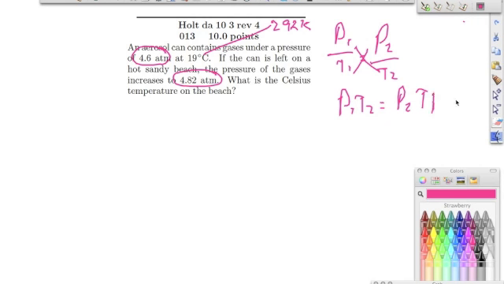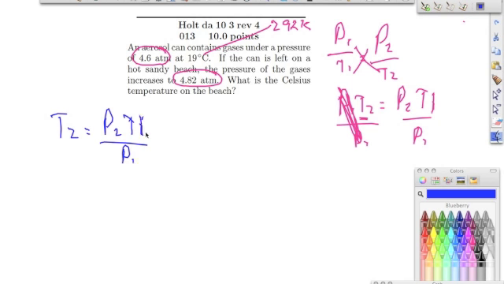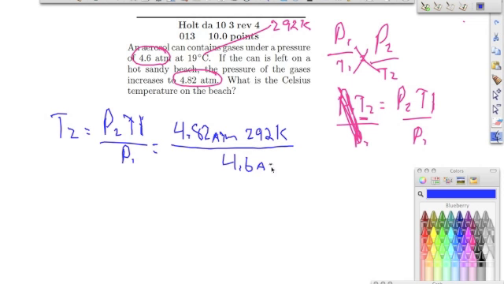Okay, and we're solving for our secondary temperature, so we'll divide both sides by P1, to solve for secondary temperature. Now written out, we have T2 equals P2 T1 all over P1. So when we're working it out, plug everything in. Our secondary pressure, which is 4.82 atmospheres, times our initial temperature, which is 292 Kelvin, all divided by our initial pressure, which is 4.6 atmospheres.